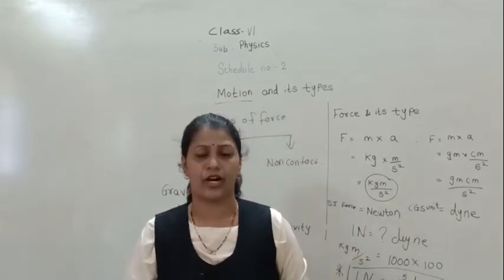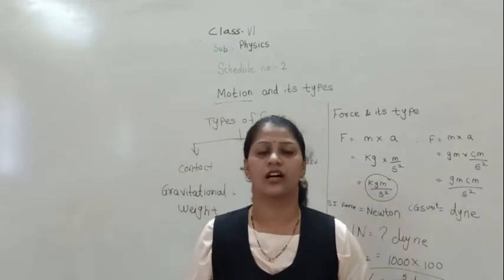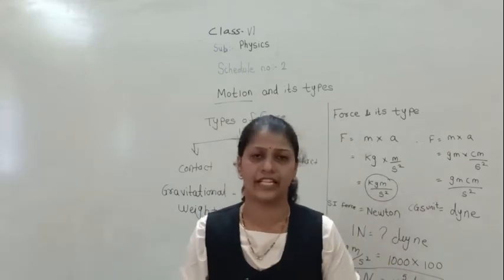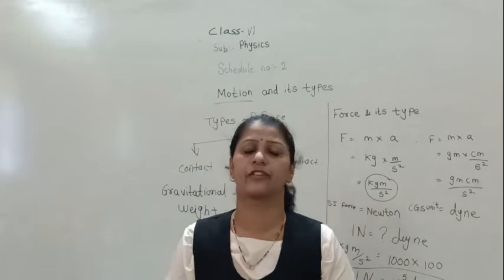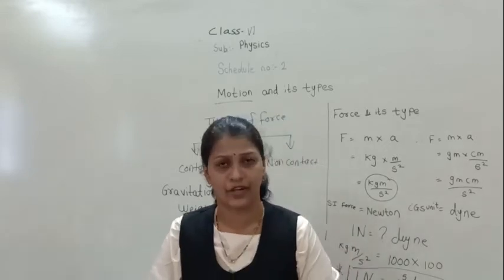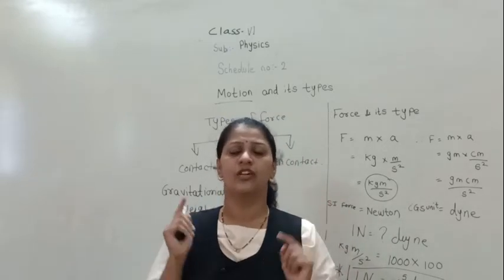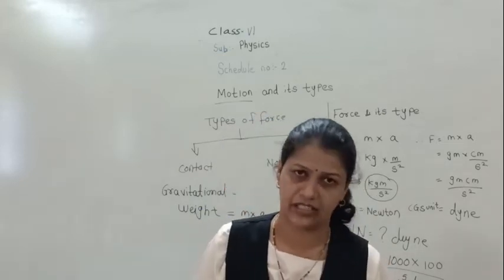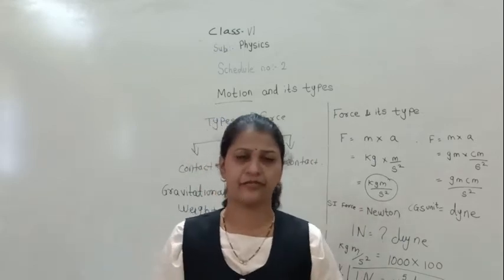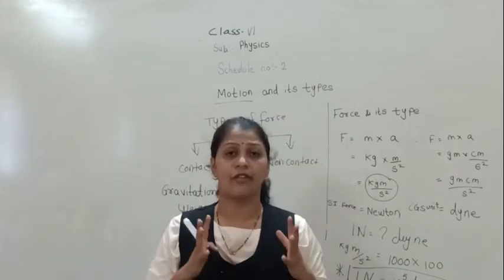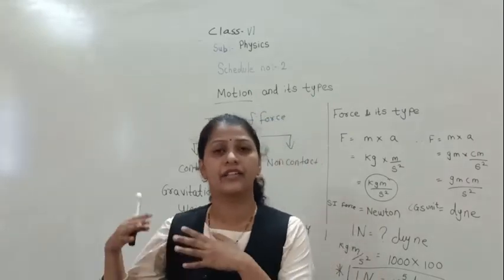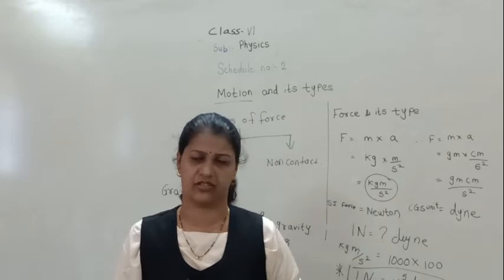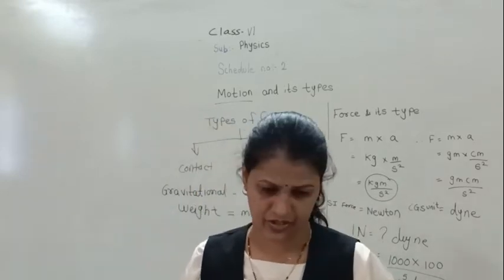One more important point: on Earth, the maximum weight we can get is at the poles and the minimum at the equator. Our weight is maximum at the poles and minimum at the Earth's equator.